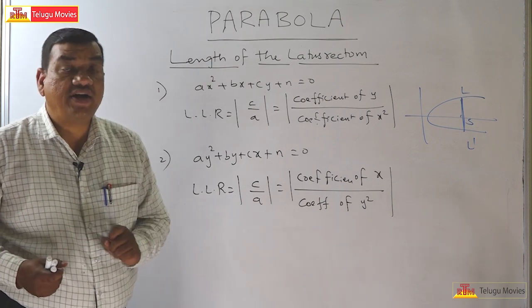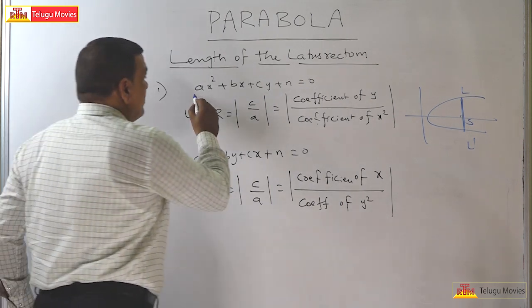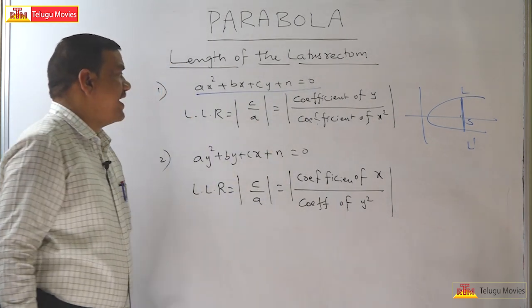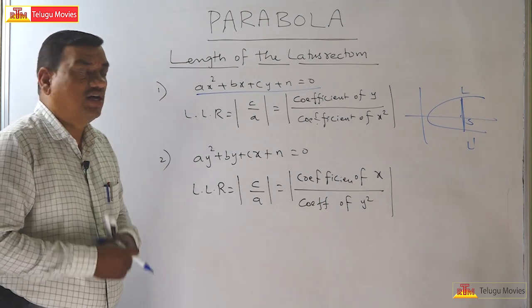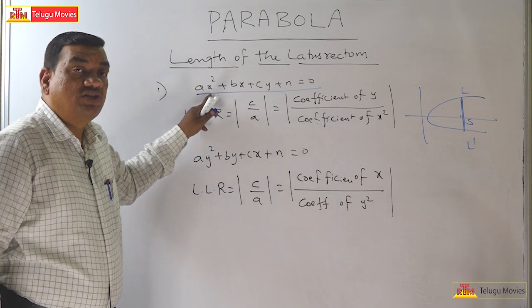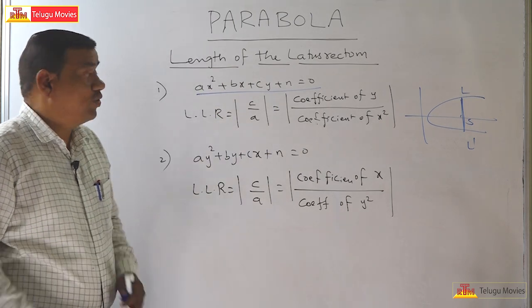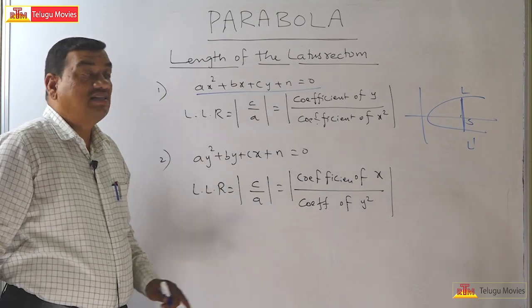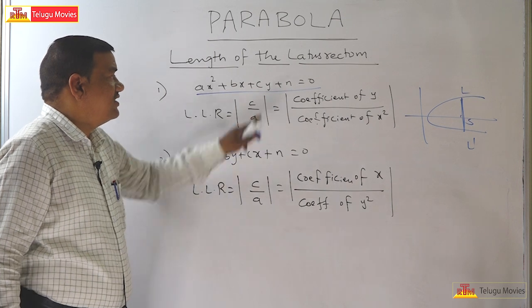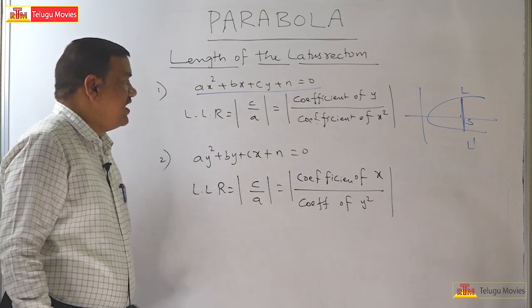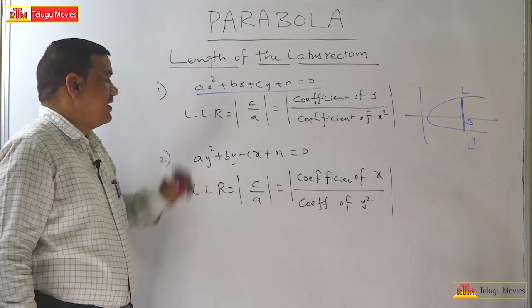So if you want to find out the length of that latus rectum, if your equation happens to be in this form, ax square plus bx plus cy plus n is equal to 0, whatever may be the equation, you can convert it into this form. Then the length of the latus rectum is given by the formula modulus of c by a, where c is the coefficient of y and a is the coefficient of x square. That means c by a.